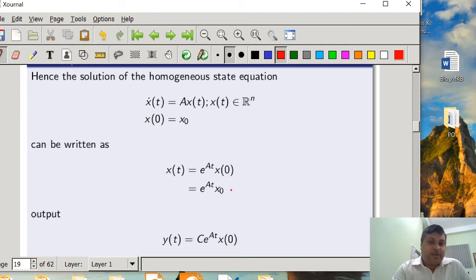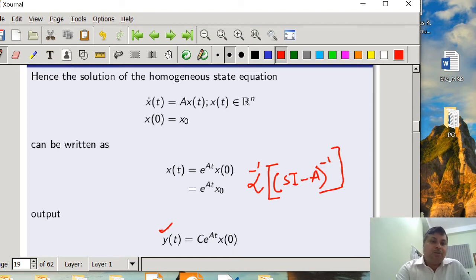If we know the solution for the states, then we can also compute the output y of t, that is C into e to the power At x0, where e to the power At is the state transition matrix, and it is nothing but the Laplace inverse of (sI minus A) inverse. So if we want to compute the system states at any time t greater than 0, we have to know the initial condition, and along with that we have to compute e to the power At.